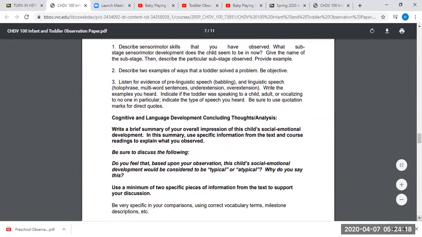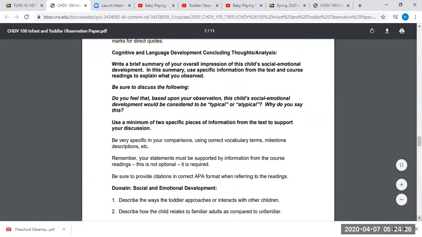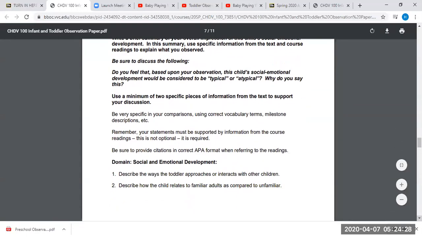So I like detail, give me detail on this. And you're basically going to be readdressing the information above. So with that being said, you're going to talk about the child's language and cognitive development. You're going to provide, do you feel the child is typical or atypical? Remember, you have to support your thoughts on that with textbook or PowerPoint, which is cited in APA. I'm going to be looking for vocabulary terms and milestone descriptions on this.